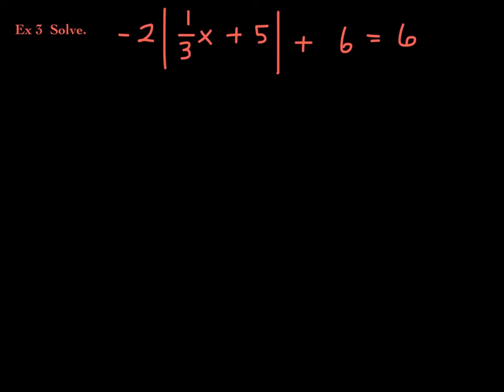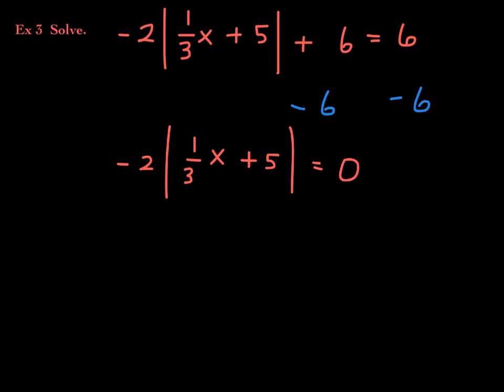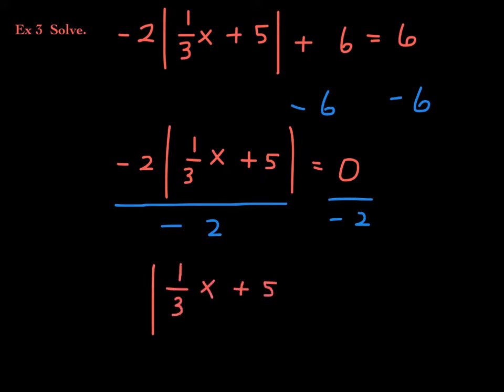So the first thing I'm going to do is subtract 6 from both sides. Now, when you subtract 6 from both sides, you get -2 times the absolute value of 1/3 x plus 5 is equal to 0. Now, that's going to be interesting for us in this example. Then I'm going to divide both sides of my equation by -2. That's going to isolate my absolute value expression. And on the right, I still get 0 because 0 divided by any non-zero number is 0.